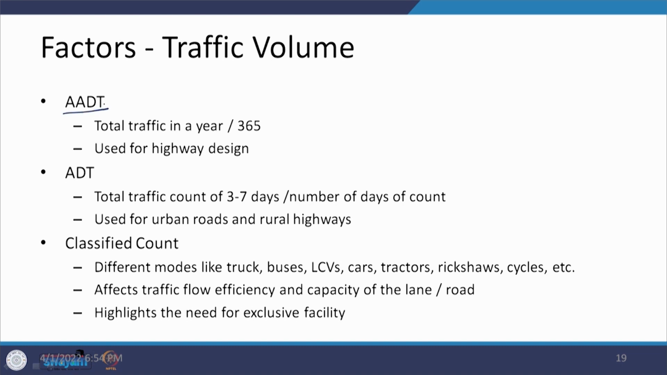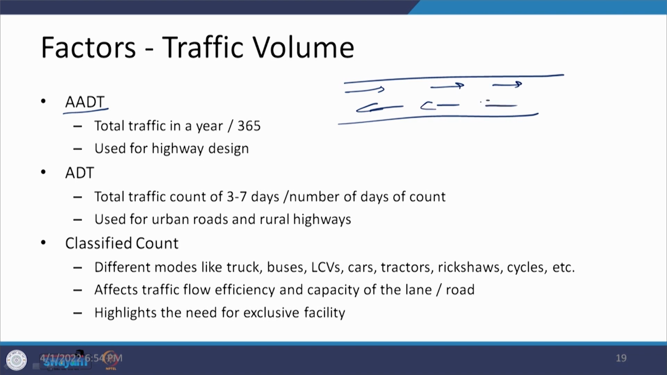So, what is this AADT? What we do is that we count the traffic on a road system. So, you have a road, the traffic is moving in both the directions on this particular road. You have made a reference location, and at this reference location you are counting how many are going this way and how many are going this way, and you are not only counting the numbers, but you are also counting the types.